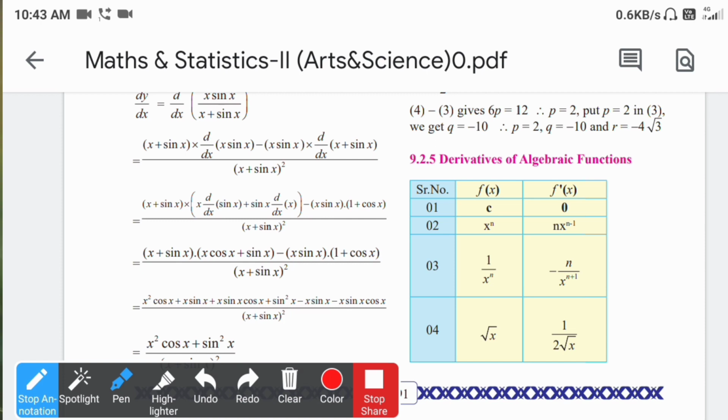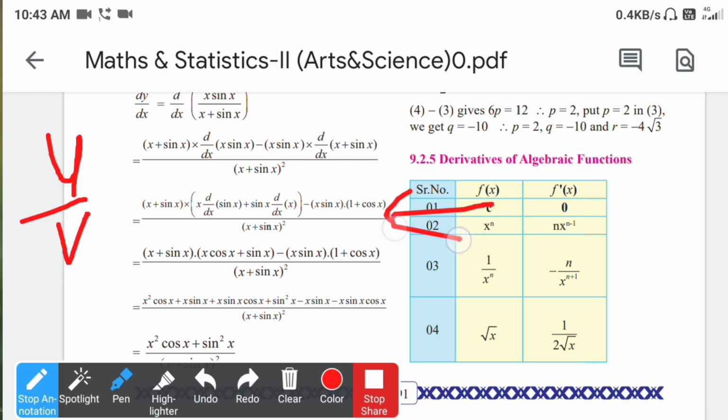So what we will do, again: v, that is the denominator, into the derivative of the numerator, minus u into the derivative of v, divided by v square, that is the denominator square, x plus sin x whole bracket square. Here we can see that for x into sin x, can we find the derivative directly or not? We cannot find it directly. So what we can do is use the UV rule of multiplication. Here in the first step we have used the u upon v rule of derivation.